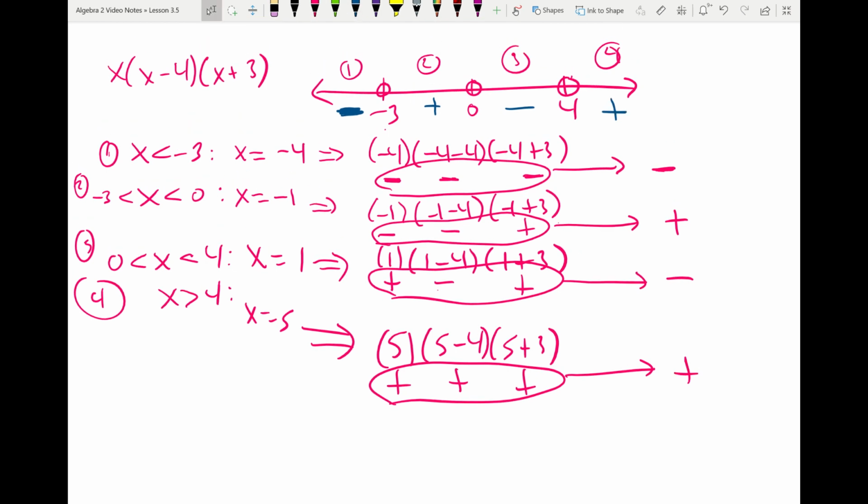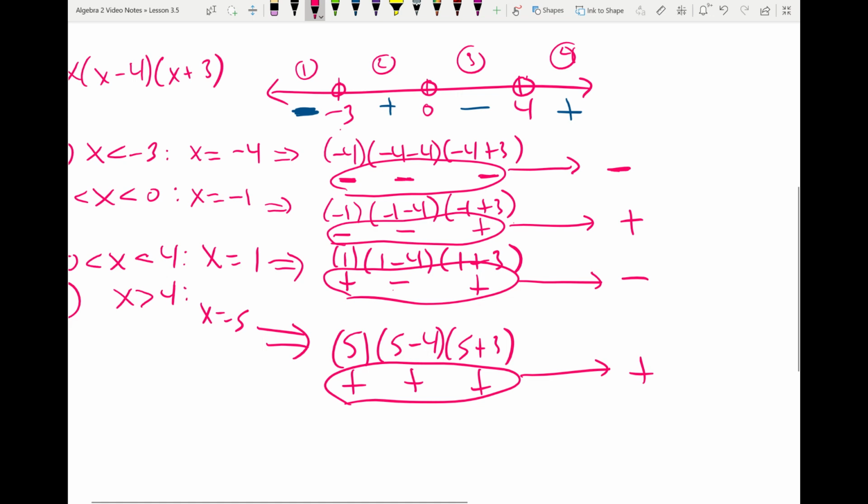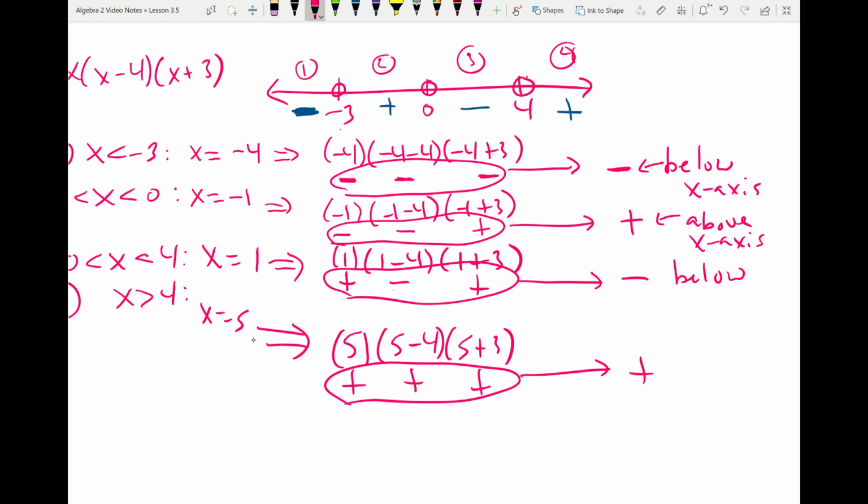All right, so what does that mean? Well, the negative means that it's below the x-axis. Positive means above the x-axis. Okay, so this is below the x-axis, and that's what negative means. Positive is above the x-axis. Okay, so now that we know those things, we can draw the graph.